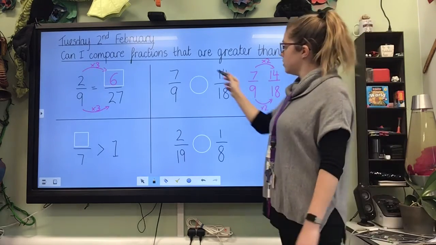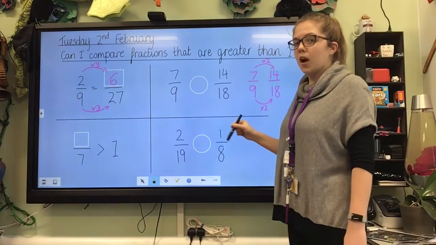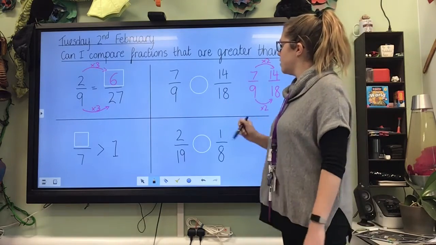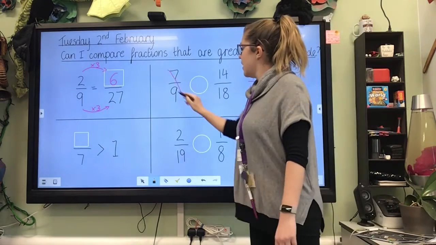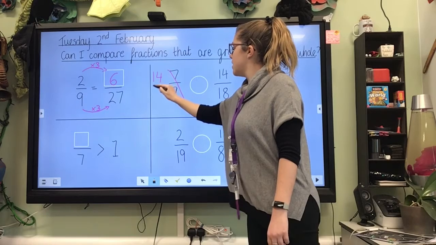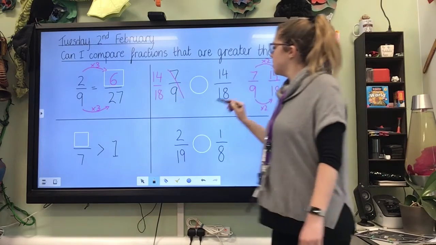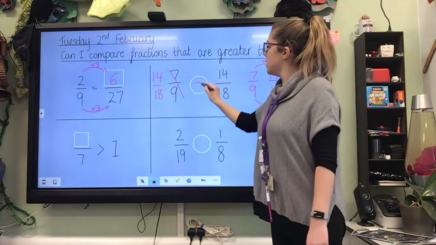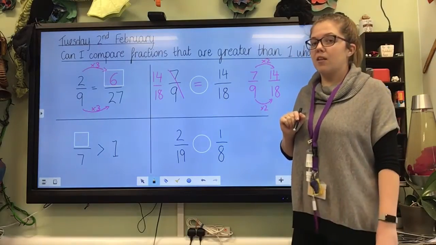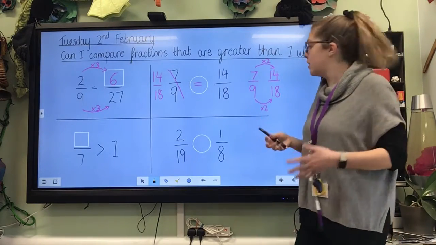So what symbol do we need to put to compare these fractions? Because 7/9 is the same as 14 18ths, these fractions are actually equal. So we can just put the equal sign in there. They mean the same. They are the same value.